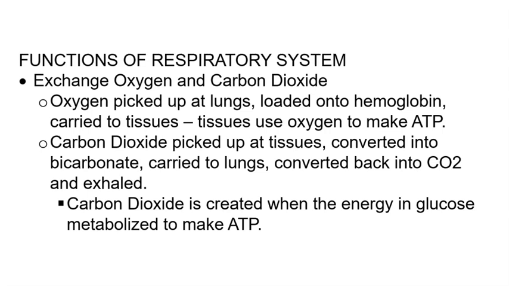the bloodstream. It's very quickly loaded onto the protein called hemoglobin that's found within the erythrocytes, and those erythrocytes will then be carried to the tissues, where the tissues will use that oxygen to make ATP. On the other hand, we have carbon dioxide, which is picked up at the tissues, converted into bicarbonate, where it is carried in the plasma to the lungs, and at the lungs it is converted by an enzyme back into carbon dioxide, where it is exhaled.